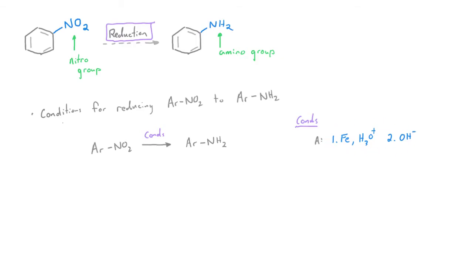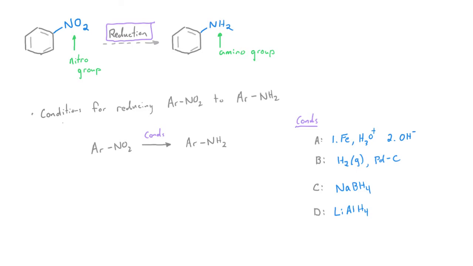Another really common set of methods involves the use of various reducing agents. For example, we can hydrogenate a nitro group using hydrogen and palladium catalyst. We can also use sodium borohydride or the stronger lithium aluminum hydride if the other methods resist reduction.